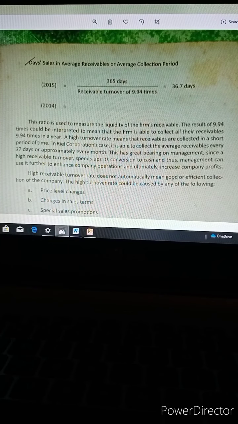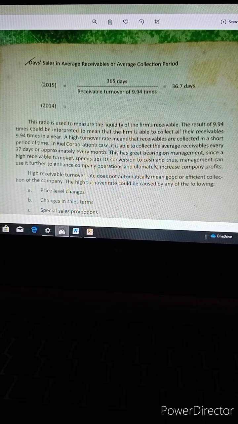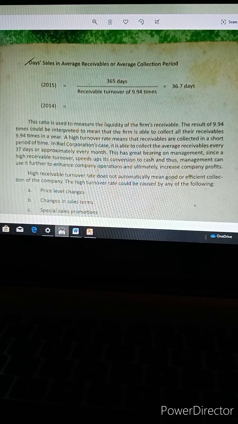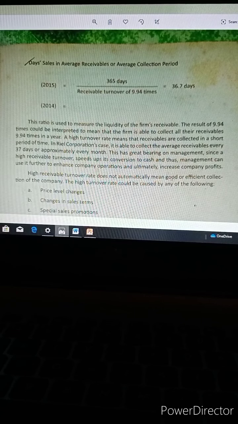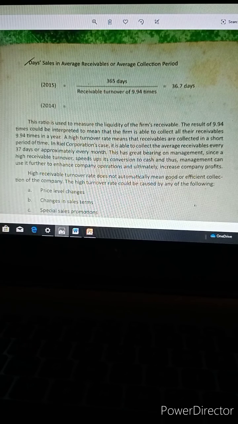This ratio is used to measure the liquidity of the firm's receivable. The result of 9.94 times could be interpreted to mean that the firm is able to collect all the receivables 9.94 times in a year. A high turnover rate means the receivables are collected in a short period of time. In Real Corporation's case, it is able to collect the average receivables every 37 days or approximately every month. This has great bearing on management since a high receivable turnover speeds up its conversion to cash, and thus management can use it further to enhance company operations and ultimately increase company profits.